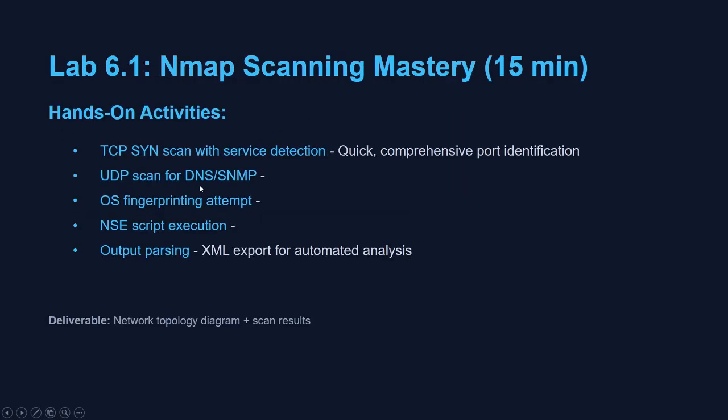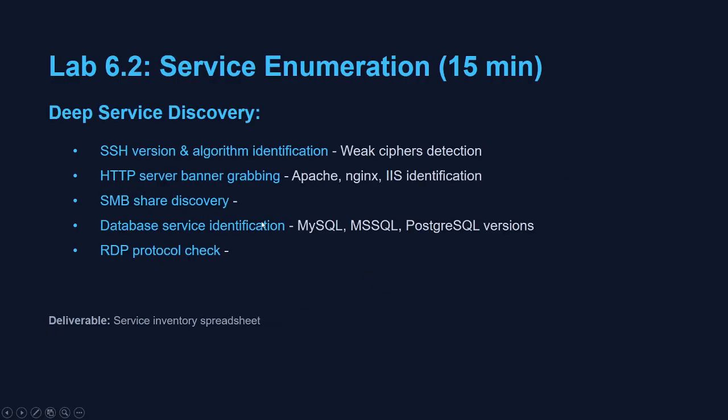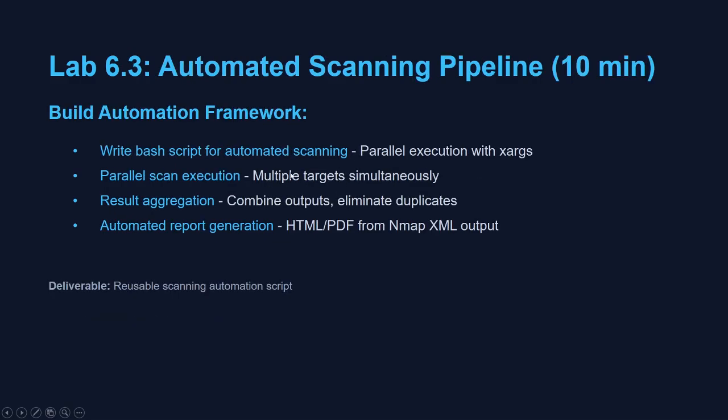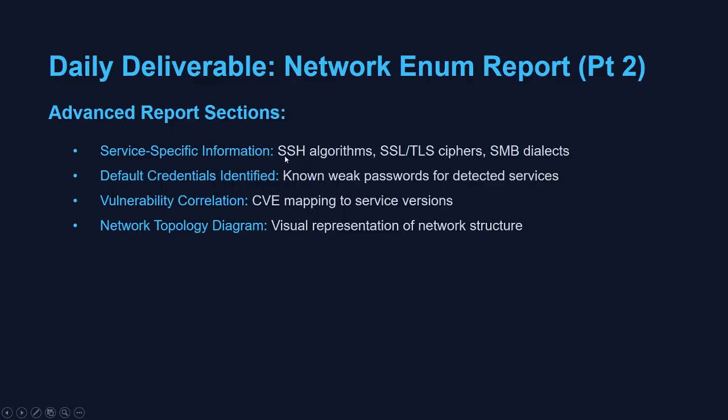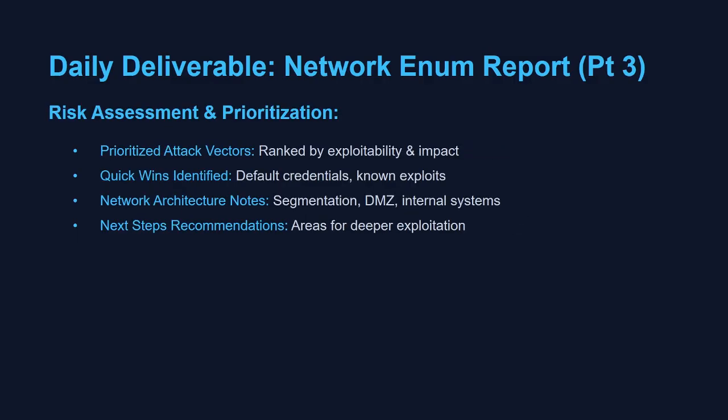And default credential identification, common weak passwords and detected services, known vulnerability correlation. So TCP scan with service detection, quick, comprehensive. UDP scan with DNS. Service enumeration, weak server. We just want to know the live hosts, the open ports, services, port number, protocol, server, service name, service exact application version, and build information, operating system. SSH algorithm, SSL, TLS, cipher, SMB dialect. Marked by exploitability.